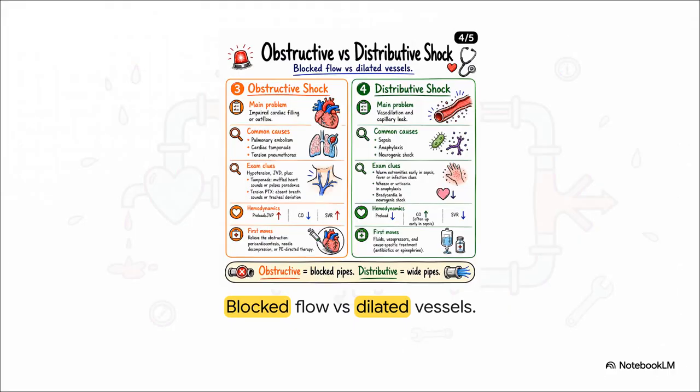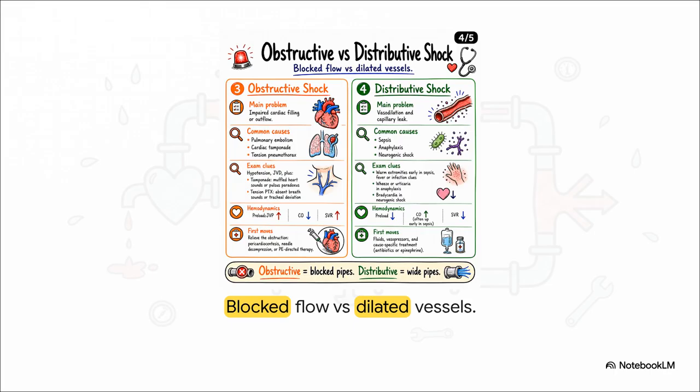Walking through the specific clues for these two. With obstructive shock, you have impaired cardiac filling or outflow. Classic culprits here are a massive PE, cardiac tamponade, or a tension pneumothorax. The clues you're looking for are highly mechanical. You'll see high JVP, sure, but you might also find muffled heart sounds in tamponade or completely absent breath sounds on one side with a tension pneumothorax. The fix? You have to relieve the obstruction immediately with a needle or targeted therapy.